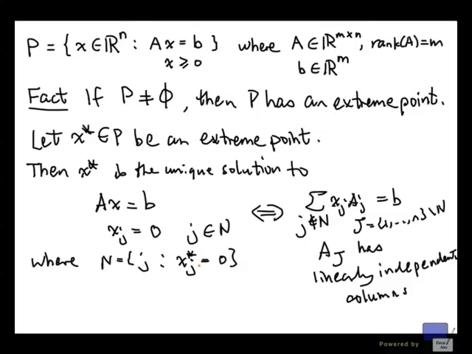Alright, now notice that since rank of A is m, this set J cannot have more than m elements. So right away we can say that at least n minus m components must be 0. It turns out that we can go the other way, and here's what I mean.